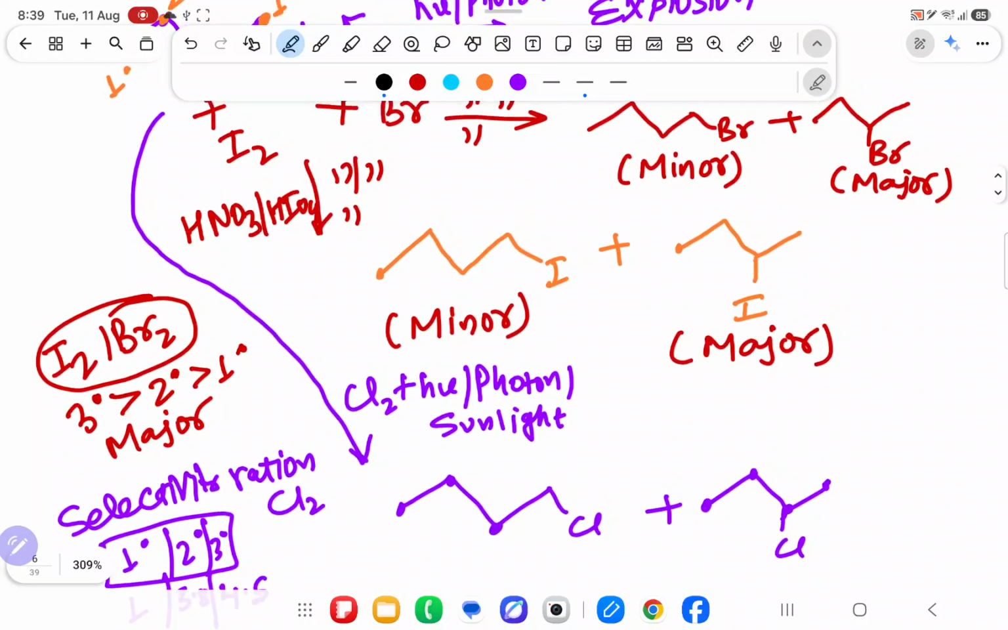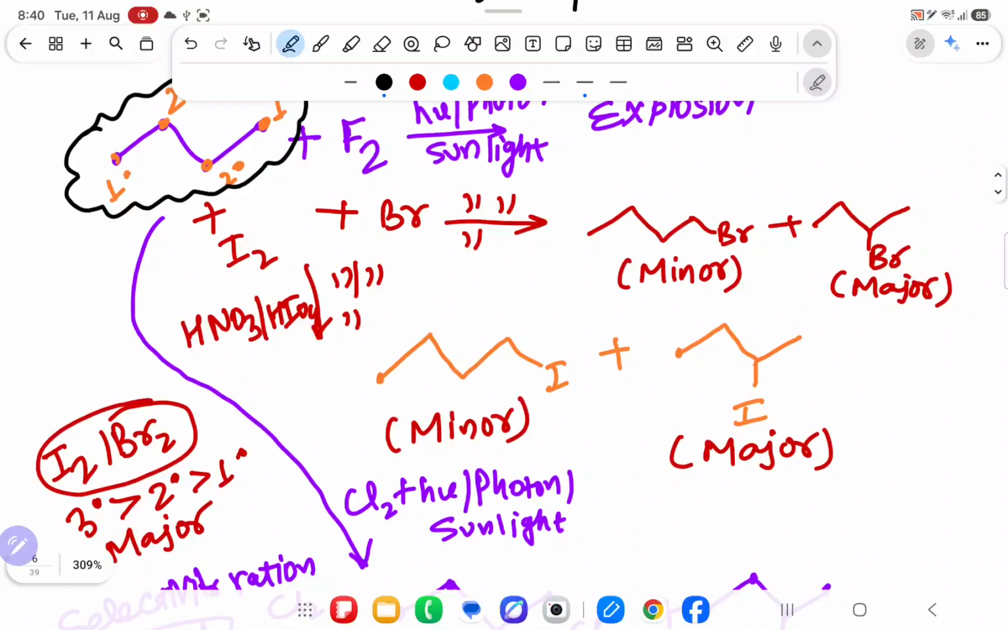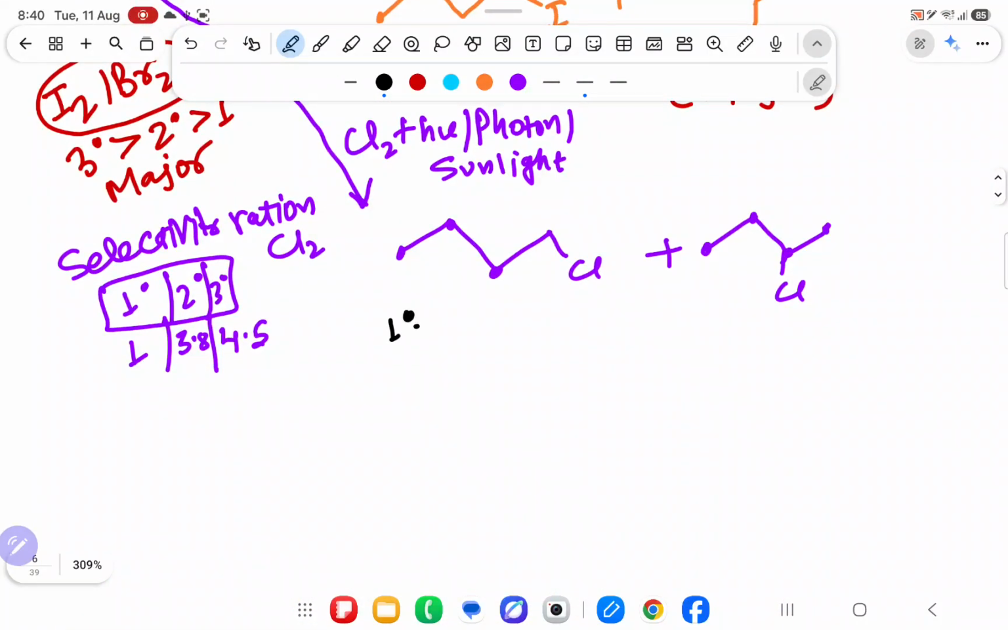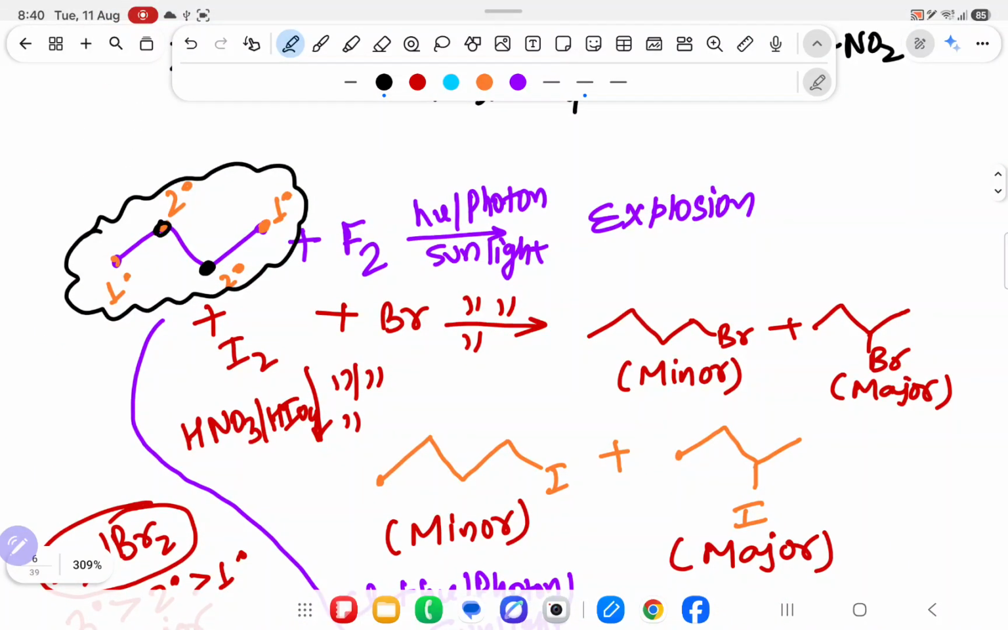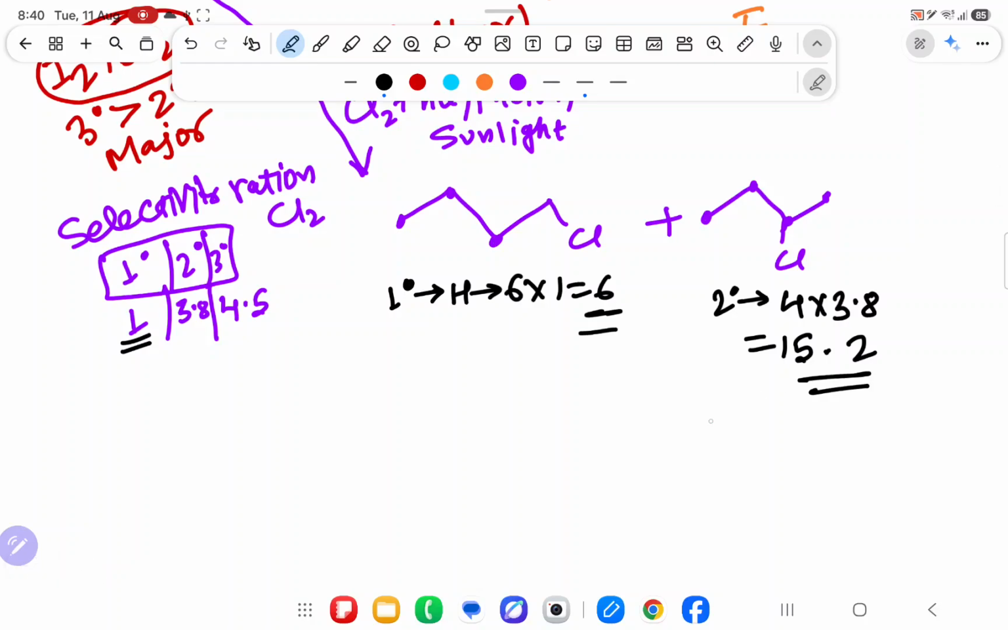It means you have to check the original structure. In the original structure, how many 1 degree carbons are there? Sir, 2 1 degree carbons. In those 1 degree carbons, how many hydrogens are there? Sir, 6 hydrogens. So 1 degree carbon has 6 hydrogens, so 6 into selectivity ratio 1 comes to 6. And how many hydrogens does 2 degree carbon have? Sir, here 2 hydrogen, here 2 hydrogen, 4 hydrogens, and the selectivity ratio is 3.8. So 4 times 8 is 32, 3 is the carry, 4 times 3 is 12, 13, 14, 15. So 15.2. Which one is coming more? 15.2. So here 2 degree will be the major and 1 degree will be the minor.